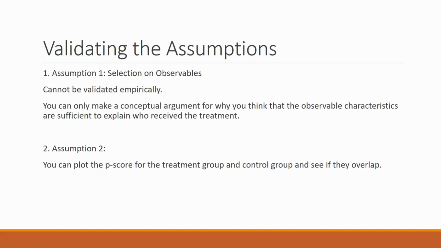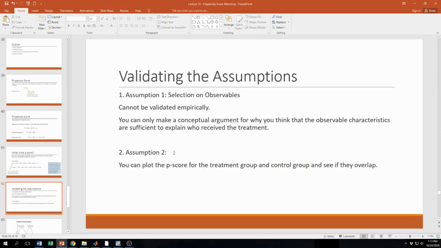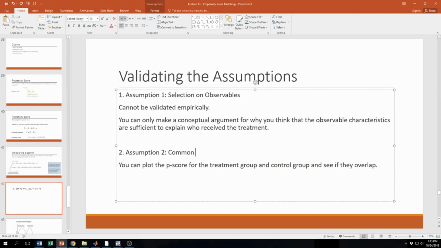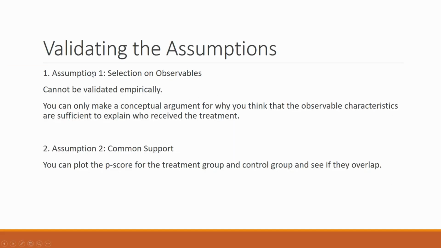Now, we need to think about the assumptions. Remember, can't stress this enough. You know the assumptions, think about the assumptions. Are the assumptions true? Assumption number 1 is selection on observables. Assumption number 2 is common support. Okay, so assumption number 1, selection on observables. Assumption number 2, common support. We need to be able to validate or make arguments for why these assumptions are legitimate.